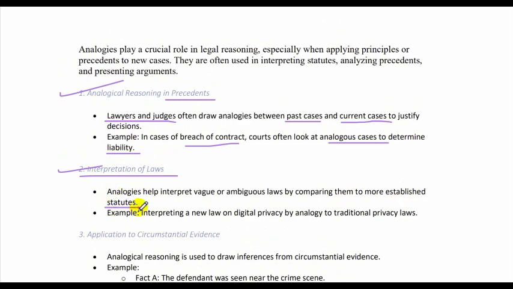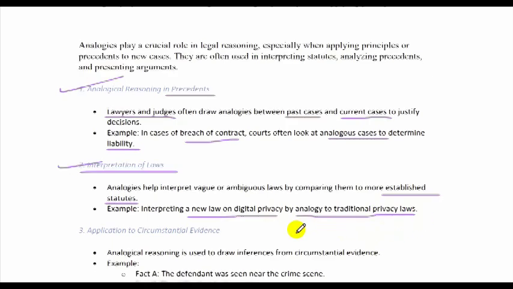So, basically, we'll compare the various laws. If they are ambiguous or vague, then we will compare them with the established statutes. Example, interpreting a new law. If a new law has come on digital piracy, there may be many vague or ambiguous terms mentioned in that. So to overcome that, we may compare it by analogy to traditional piracy laws, sorry.